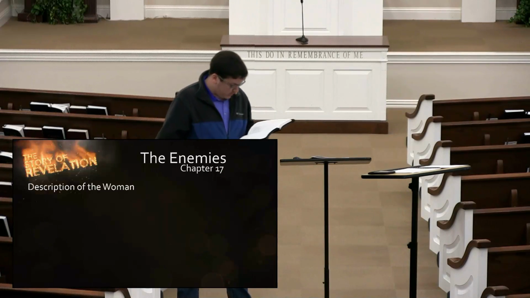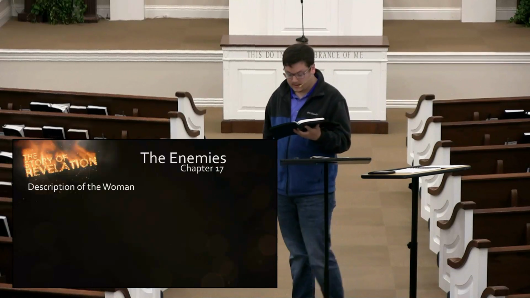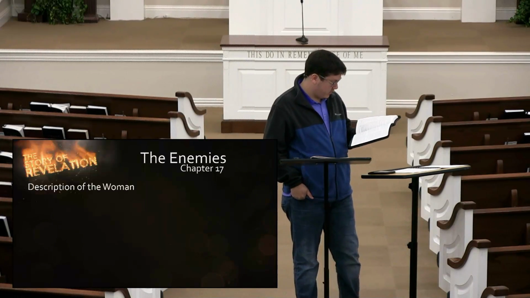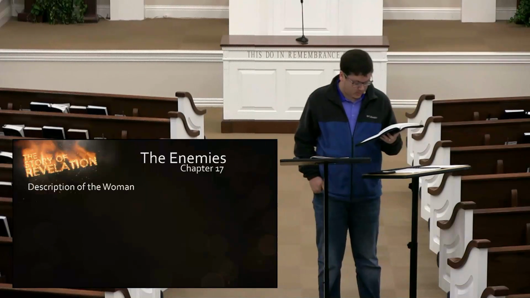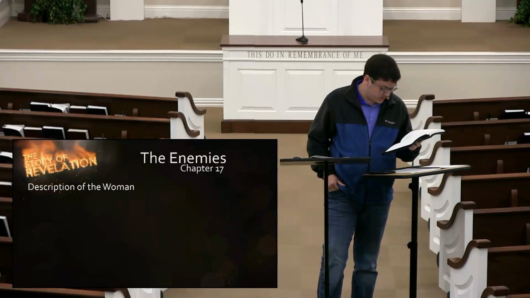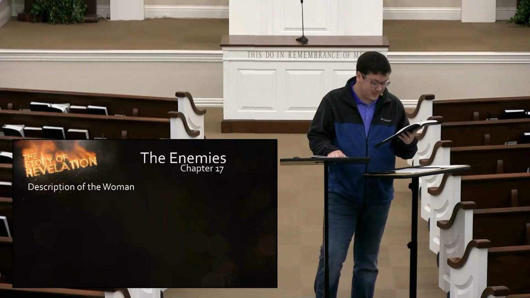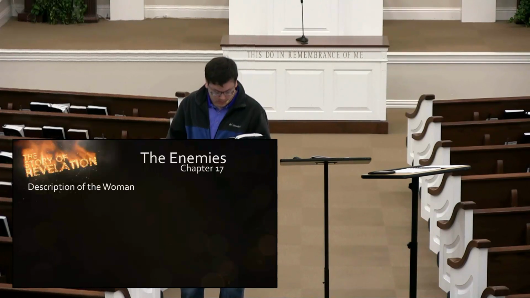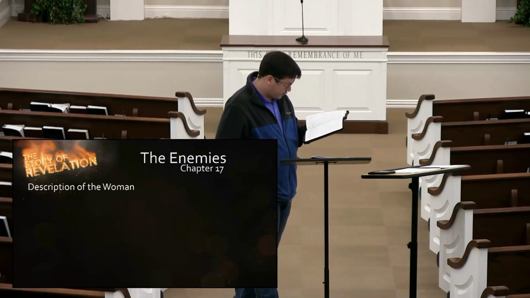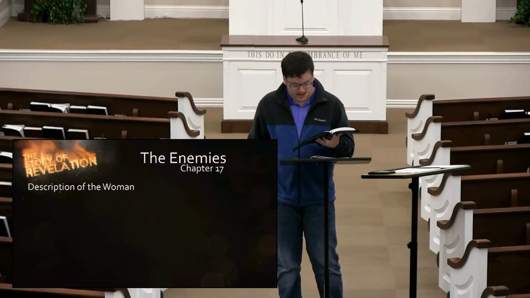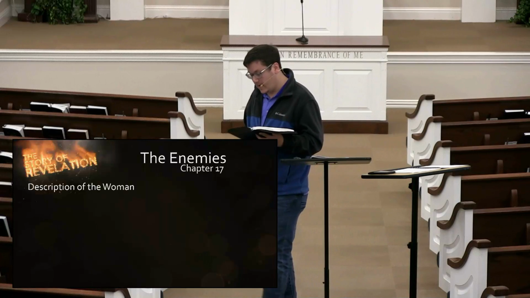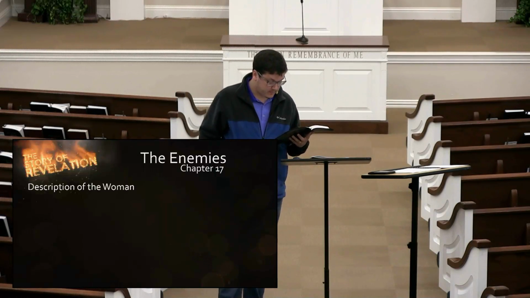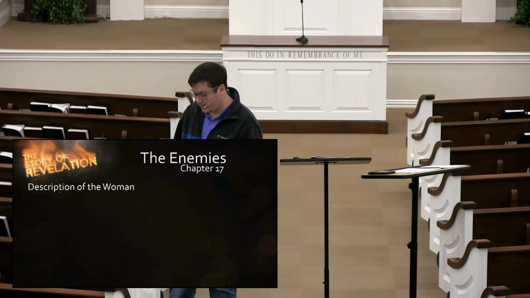Chapter 17. Then one of the seven angels who had the seven bowls came and spoke with me, saying, Come here, I will show you the judgment of the great harlot who sits on many waters, with whom the kings of earth committed acts of immorality, and those who dwell on the earth were made drunk with the wine of her immorality. And he carries me away in the spirit into a wilderness, and I saw a woman sitting on a scarlet beast, full of blasphemous names, having 7 heads and 10 horns. The woman was clothed in purple and scarlet, and adorned with gold and precious stones and pearls, having in her hand a gold cup full of abominations, and of the unclean things of her immorality. And on her forehead a name was written, a mystery, Babylon the Great, the mother of harlots, and of the abominations of the earth. And I saw the woman drunk with the blood of the saints, and with the blood of the witnesses of Jesus.